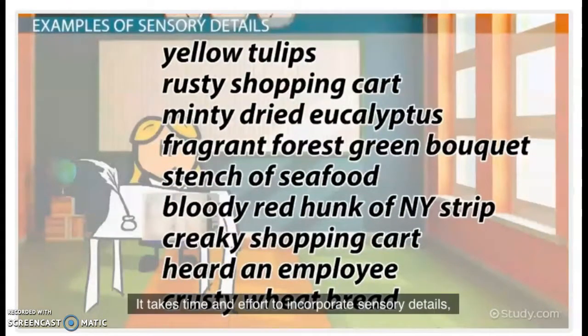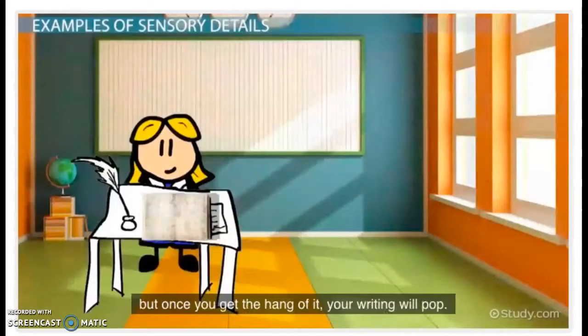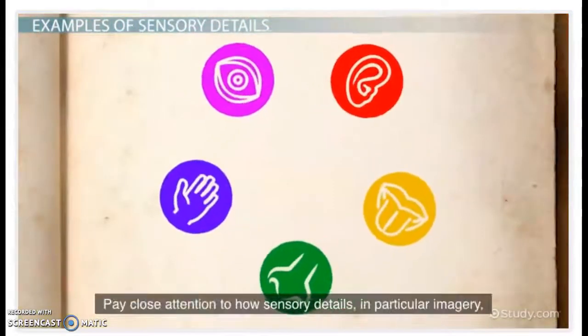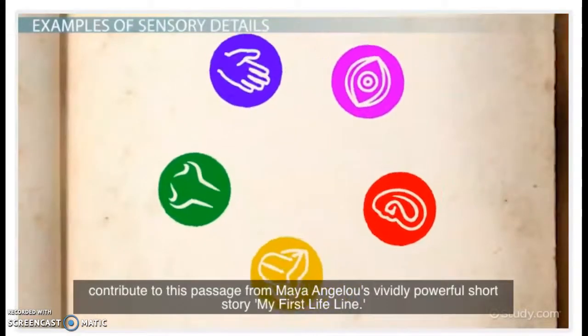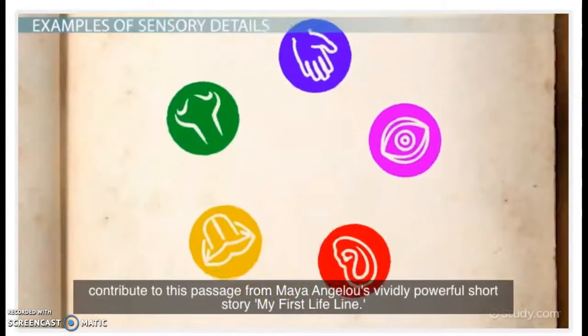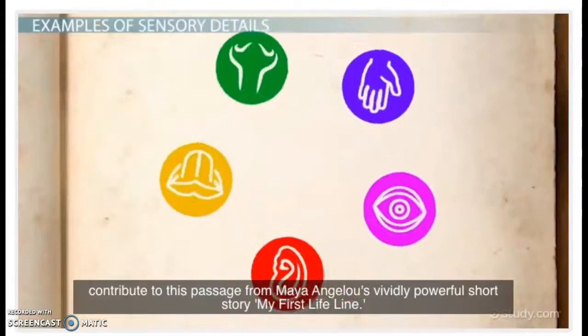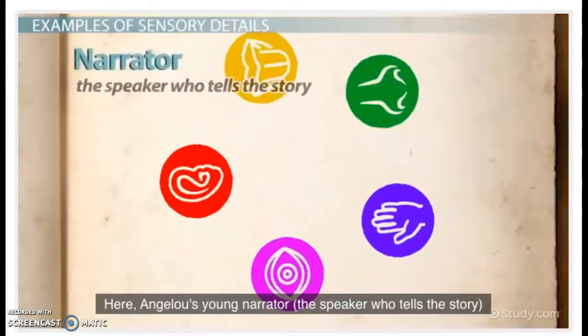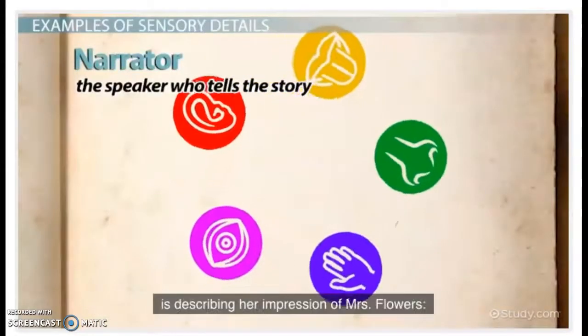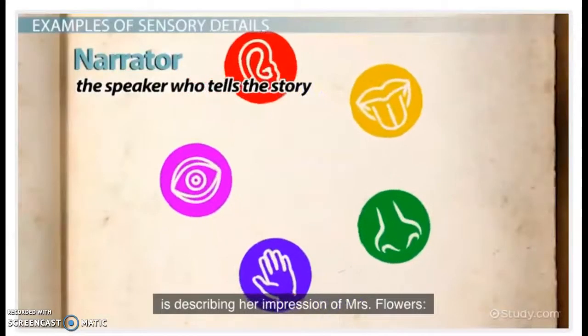It takes time and effort to incorporate sensory details, but once you get the hang of it, your writing will pop. Pay close attention to how sensory details, in particular imagery, contribute to this passage from Maya Angelou's vividly powerful short story, My First Lifeline. Here, Angelou's young narrator, the speaker who tells the story, is describing her impression of Mrs. Flowers.